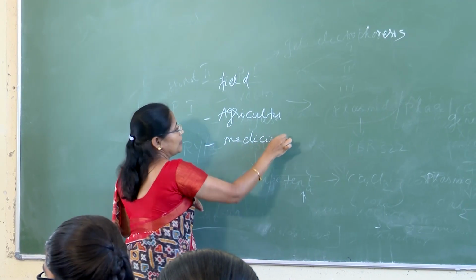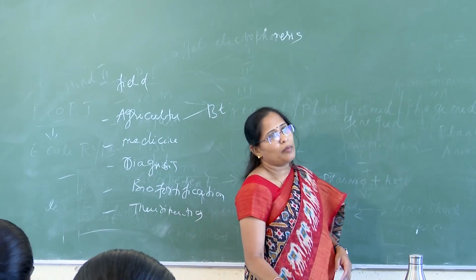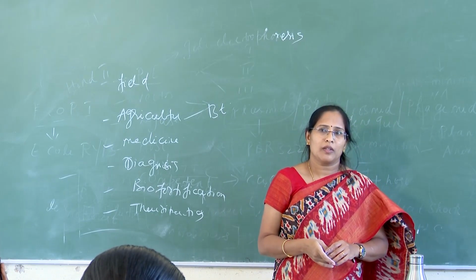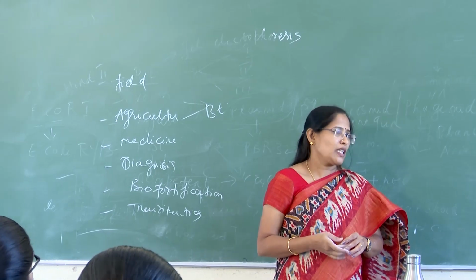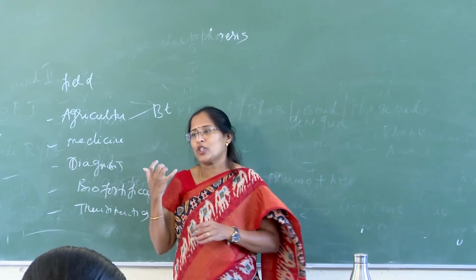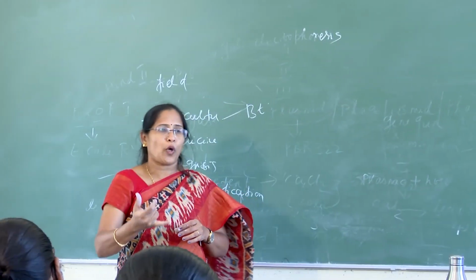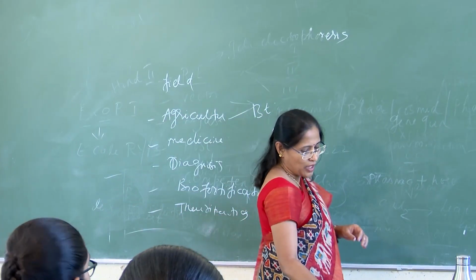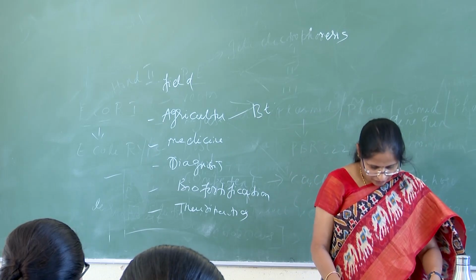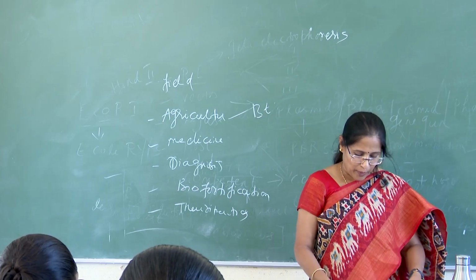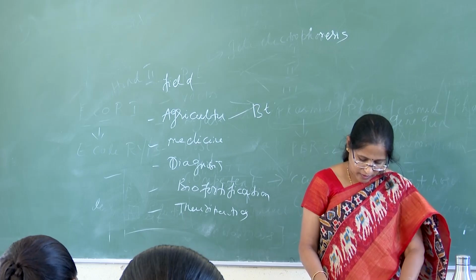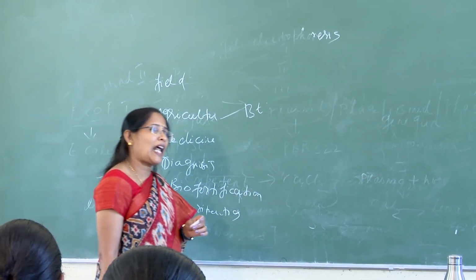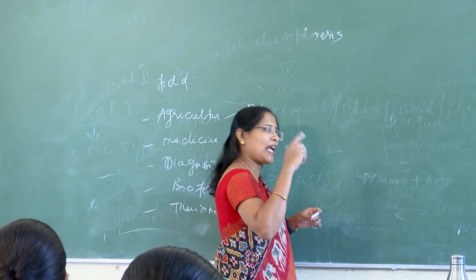medicine, then Bacillus thuringiensis, right? So how does this principle work? Cry gene. So the cry gene codes for which protein? It produces Cry proteins. What are the different types of Cry proteins that you have? Cry1Ac, then Cry2Ab, and then Cry1Ab also.